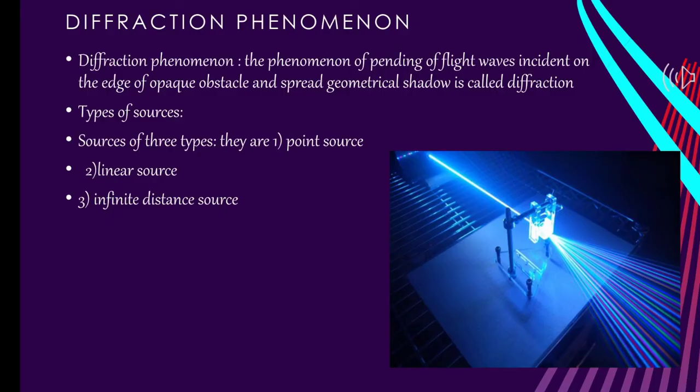Now coming to the diffraction phenomenon. The phenomenon of bending of light waves incident on the edge of an opaque obstacle and spreading into the geometrical shadow is called diffraction. Now coming to types of sources. Here there are three types: point source, linear source, and infinite distance source. As you can see in the diagram, a laser light is incident on the opaque obstacle, and as you can see in the geometrical shadows, this is the diffraction.